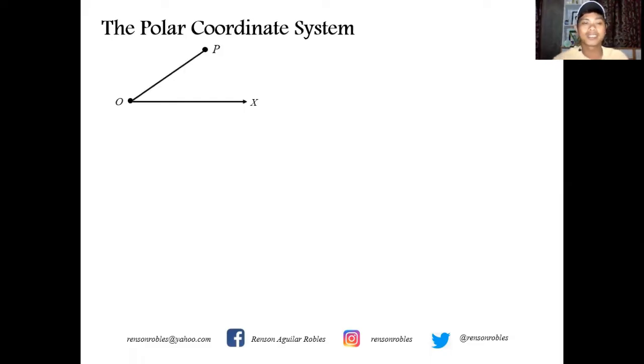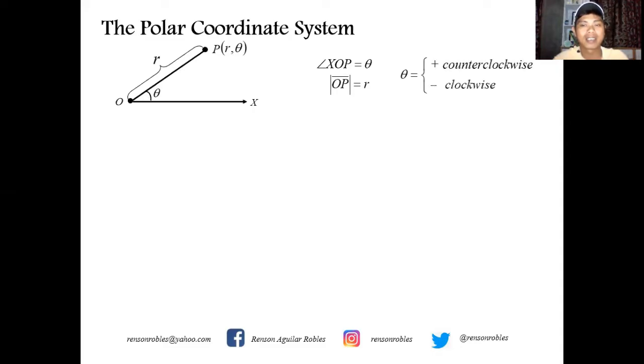And then we can now draw an angle theta, that's the angle XOP, to be our angle theta, with initial side OX and terminal side OP. And then the distance from O to P is what we call the radius vector R, and so P can be named R theta. So this system is what we call the polar coordinate system, where R is the radius vector and theta is the polar angle. And this angle theta, when measured in counterclockwise direction, is positive, and negative when measured in clockwise direction.